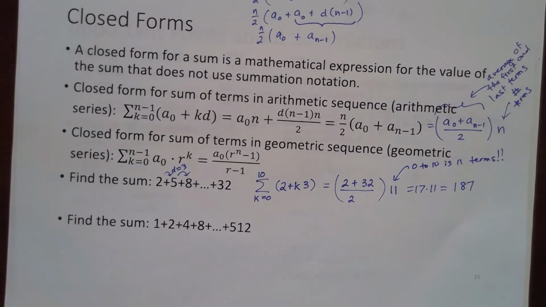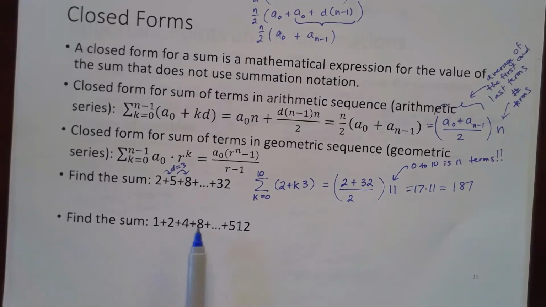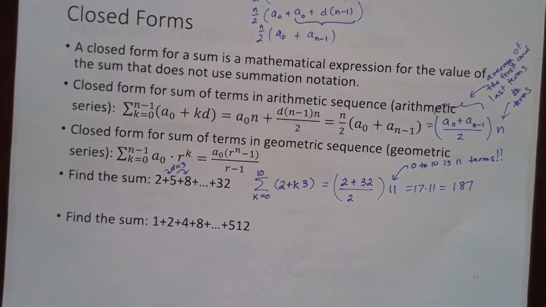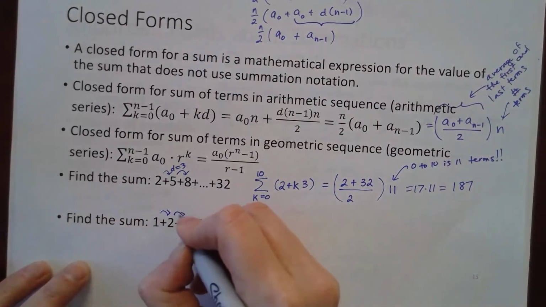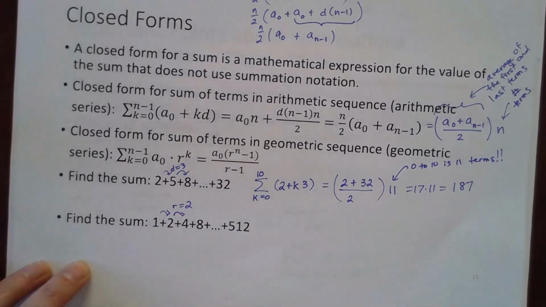Okay, this one, to get from 1 to 2, I multiply by 2. I multiply by 2 to get 4. I multiply by 2 to get 8. So we can see that this one is multiplying by the same number every time. This must be a geometric sequence, where our common ratio is equal to 2. So we can use this closed form for the geometric series.